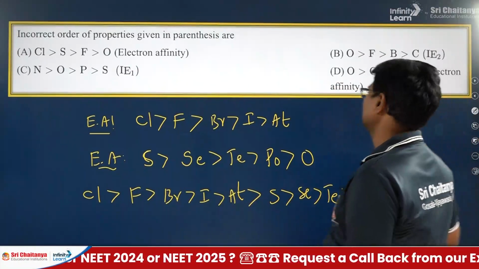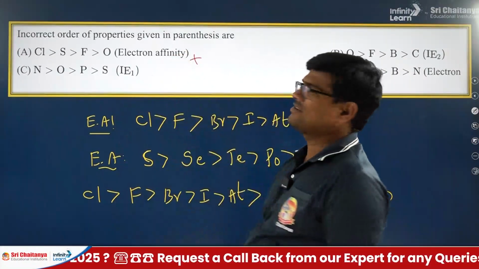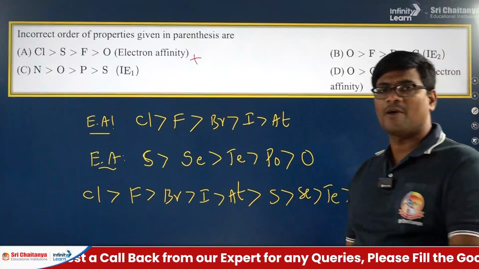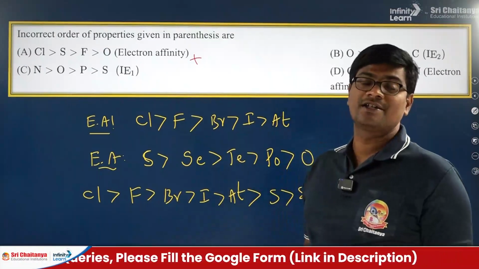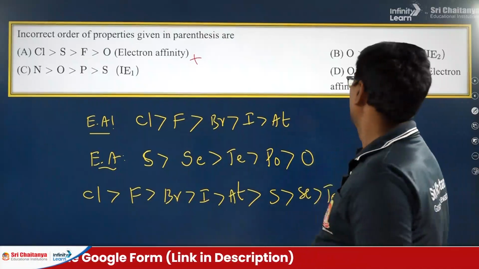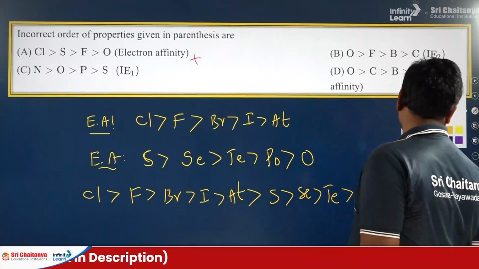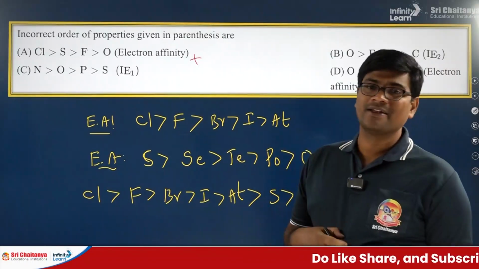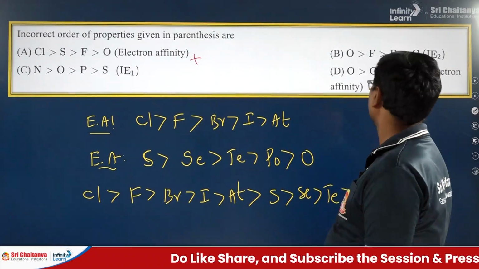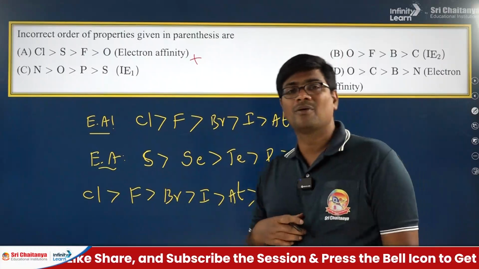However, let us see the rest of the options also. Now let's go for option B. Ionization energy 2. So we know the ionization energy 1 order in the given list. Which has the highest ionization energy? Fluorine. Then oxygen will get, and then we'll get carbon and boron.